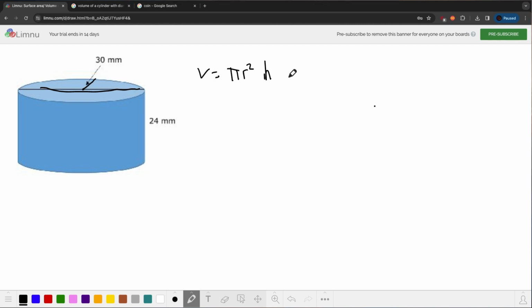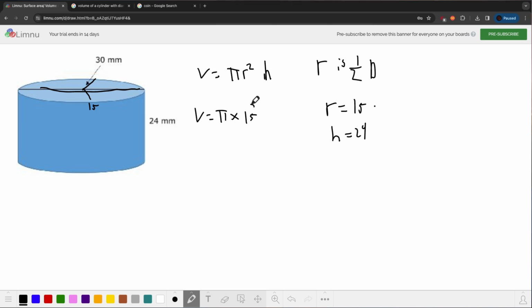So radius is half the diameter. If you are given a diameter, all you've got to do is divide by 2. So we're going to do that. 30 divided by 2 is 15. So now we're just going to say that the radius is 15. So r equals 15, h equals 24. Now it is the exact same thing as the previous example. So all we're going to do is just put in these values.